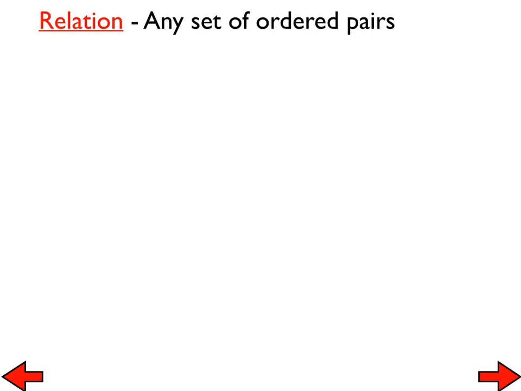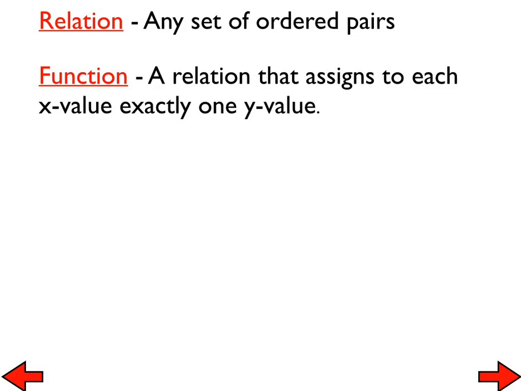I believe you need to finish off the definition for a relation. A relation is any set of ordered pairs. In a regular class, we may have to define what an ordered pair is, but we have been around ordered pairs off and on all of Unit 1. An ordered pair is something that you graph on a coordinate plane, like 1, 2. But a relation is any set of those ordered pairs. And a function is a relation that assigns to each x value exactly one y value.